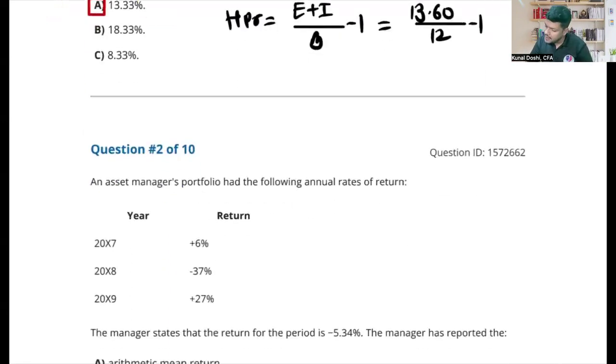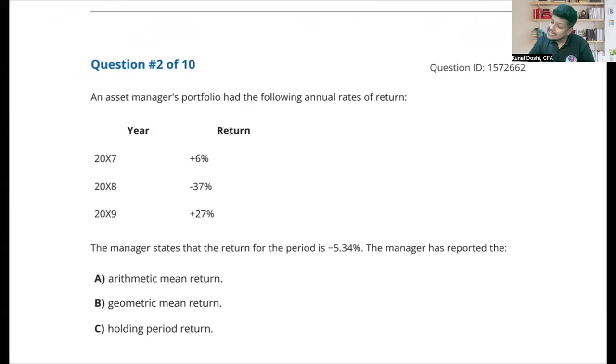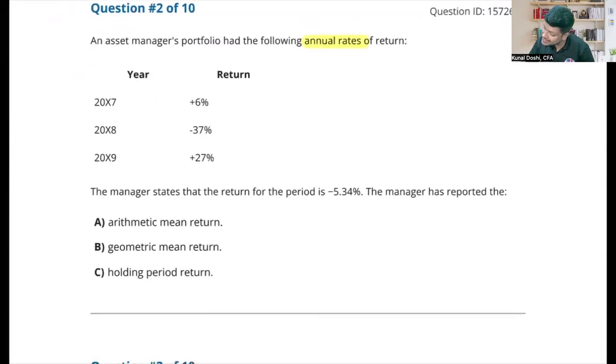Okay. Next, an asset manager's portfolio has the following annual returns. These are annual returns, okay? Year-end returns. The manager states that the return for the period is 5.34% negative, right? So they have stated that the returns are negative. They have asked which return the manager has reported: arithmetic, geometric, or holding period. Now, let's try all of these, right?